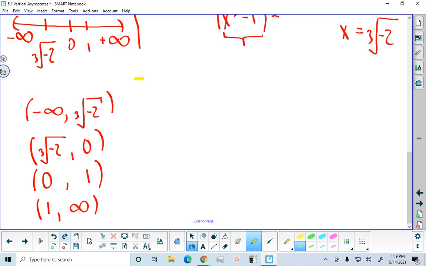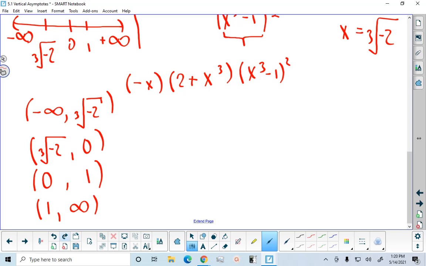Across the top, we're going to put the factors of the derivative. One of the factors is negative x. One of the factors is 2 plus x cubed. And one of the factors is x cubed minus 1 squared. You might remember me saying I'm not going to worry about factoring x cubed minus 1, and the reason is the whole thing's squared. So whatever x cubed minus 1 is, positive or negative, when you square it, you're going to get positive.